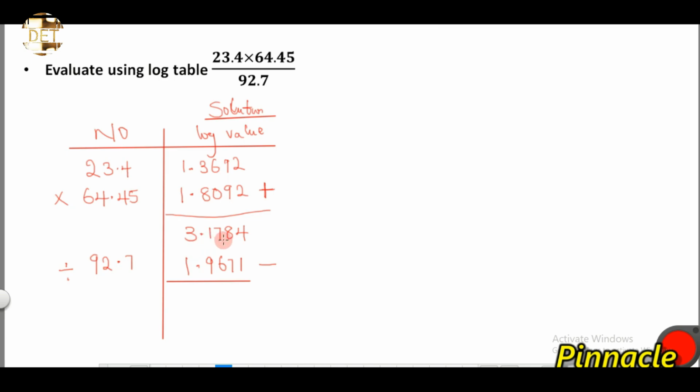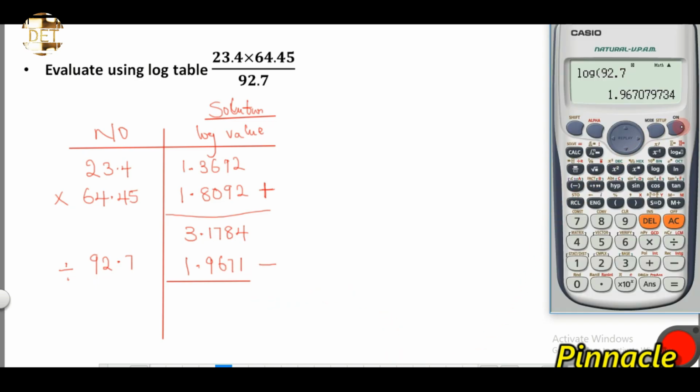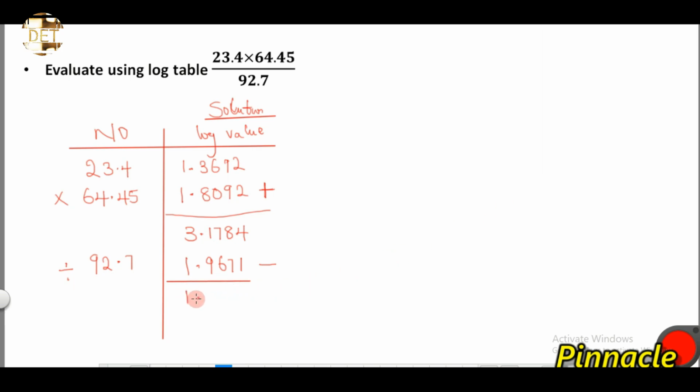So 3.1784 minus 1.9671. I'll bring it to my calculator and then punch that. 3.1784 minus 1.9671 is equal to 1.2113. The next thing I will do is to look for the antilog of this number.